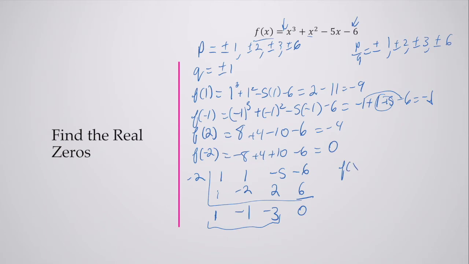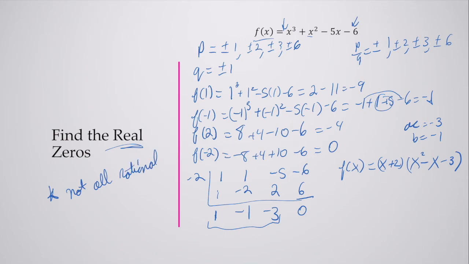I have f of x factors into x minus a negative 2, so x plus 2, times x squared minus x minus 3. So now I want to factor this, and I say, okay, what are the factors of AC that add up to b? Well, are there any factors of negative 3 that add up to negative 1? No. I wanted to find the real zeros. That doesn't mean they're not going to be all rational, right? I can have some irrational zeros. So we're going to have to use the quadratic formula.